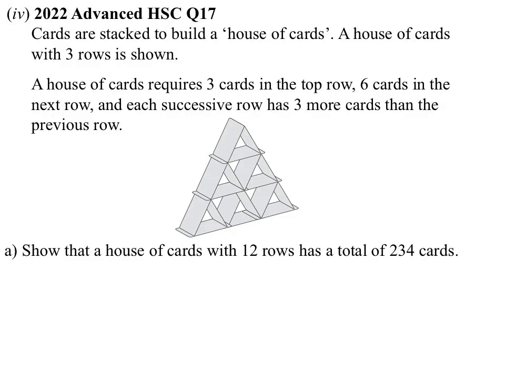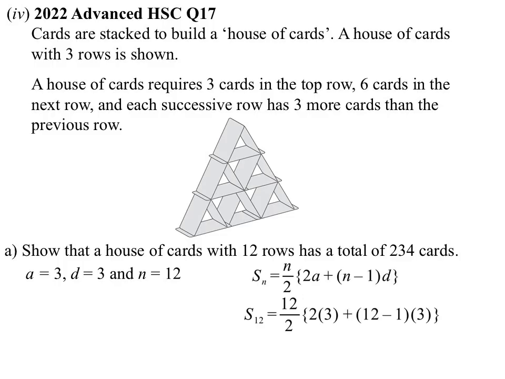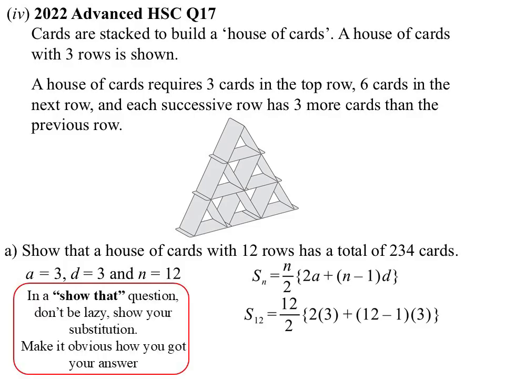We have to show that a house of cards with 12 rows would end up having to use 234 cards to build this house of cards. Alright, what do we know? We know that the first house of cards has got 3 cards. We know we're adding 3 cards every row, and n is 12. So we'll sub it in to our formula.